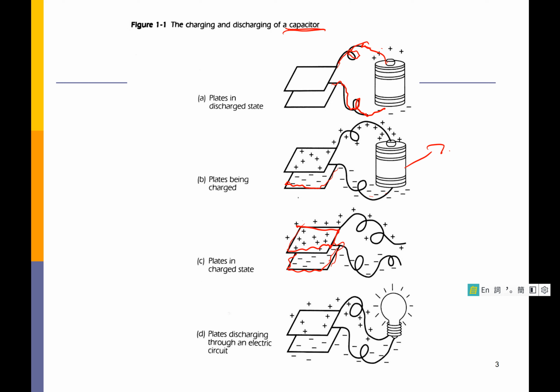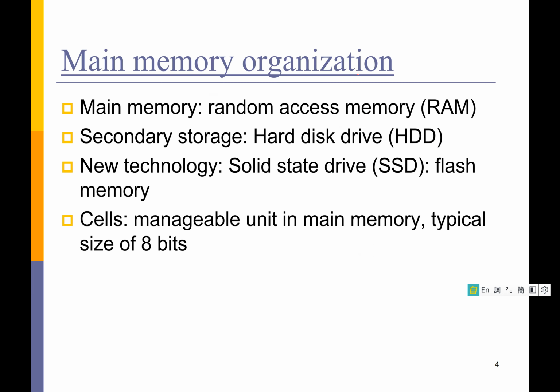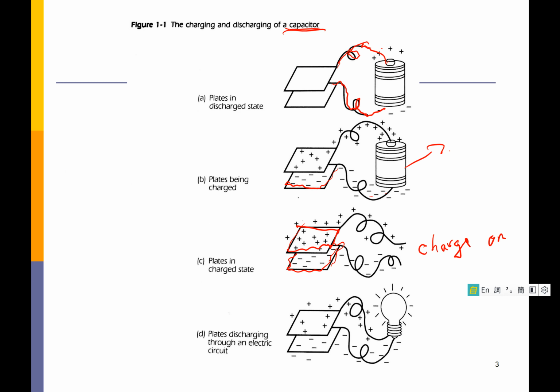Now, this kind of state we call it charge, or we can call it on. Okay, and this state we can call it discharge, or we call it off. Okay, because this kind of state is saving the energy between these two metal plates.